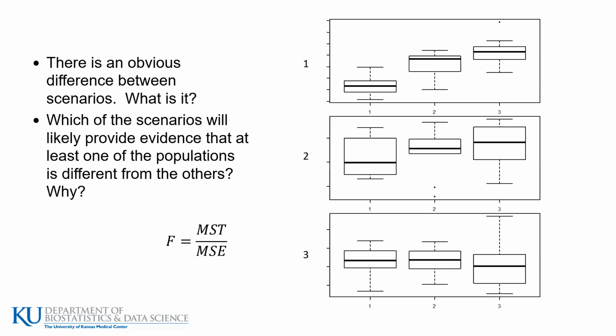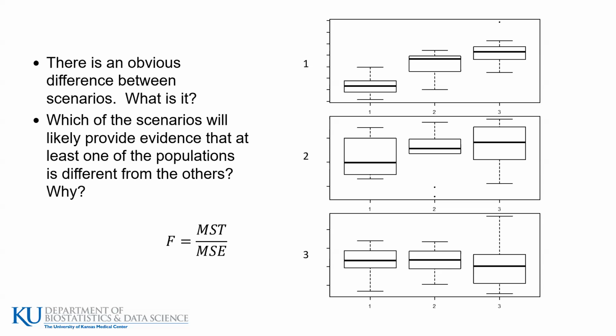And then in the third scenario, all 3 groups have similar medians and similar spreads, which suggests that there's little to no difference. So which one is more likely to show a statistically significant result? Well, the first scenario is a strong candidate. The differences in medians are pretty clear and consistent, which increases the likelihood that the ANOVA will detect some difference in the population means.